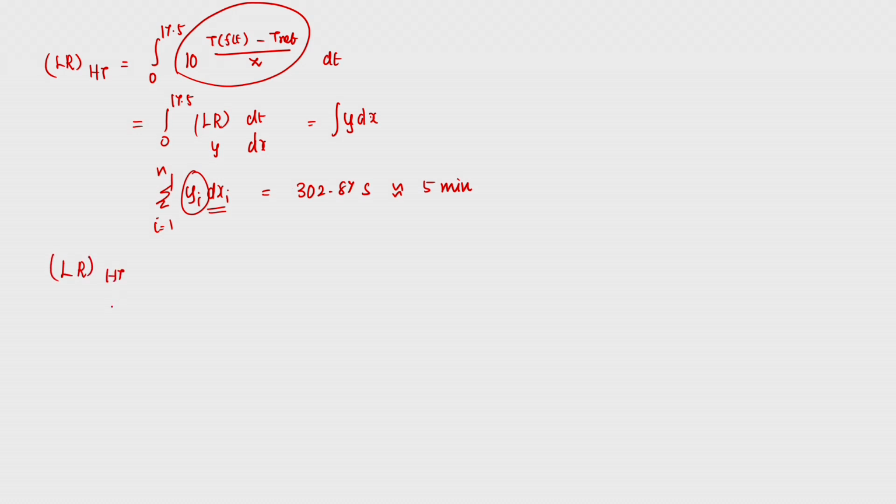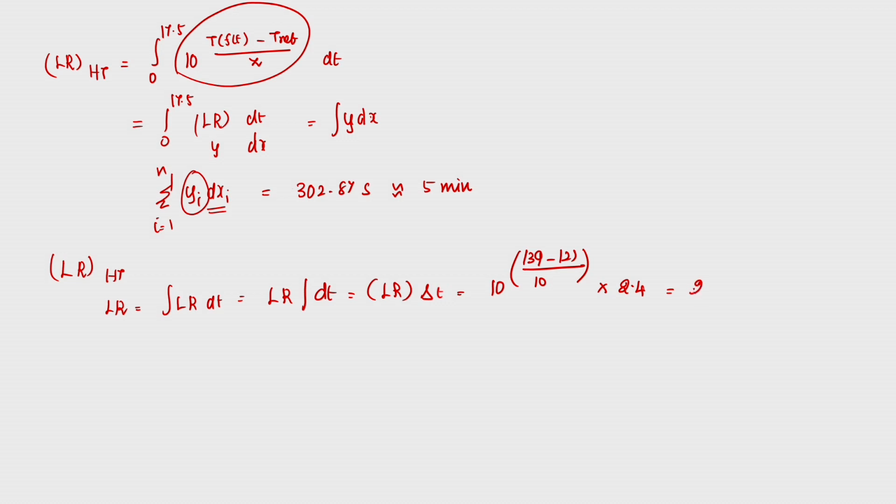The second one is very much easy, because as I told earlier, LR at holding tube is nothing but a constant temperature process. So, LR into dt is nothing but LR into integral dt, which comes as LR into del t. So, LR is nothing but 10 to the power of the temperature 139 minus the reference temperature 121, upon the Z value 10, into del t, which is 2.4 second, that is the holding time. So, you are getting 2.46 minute approximately.